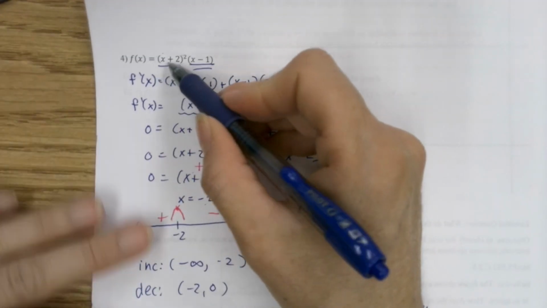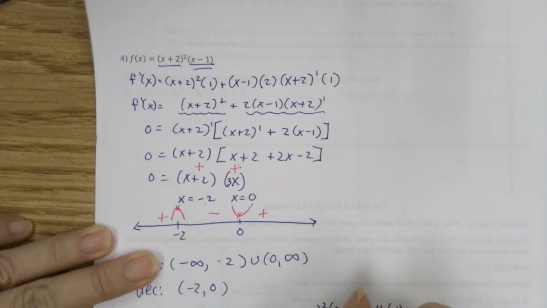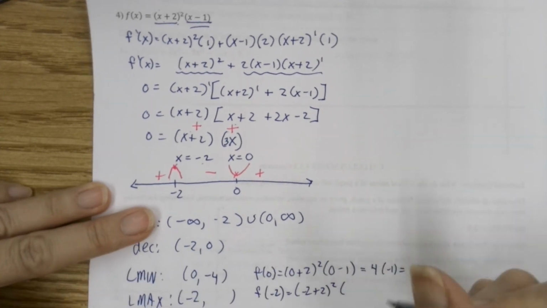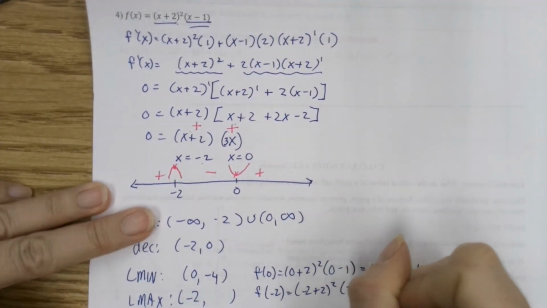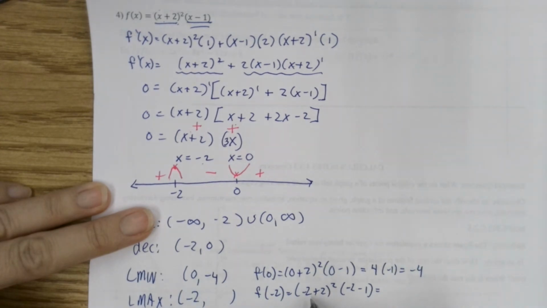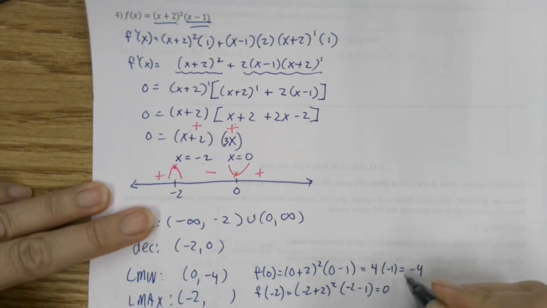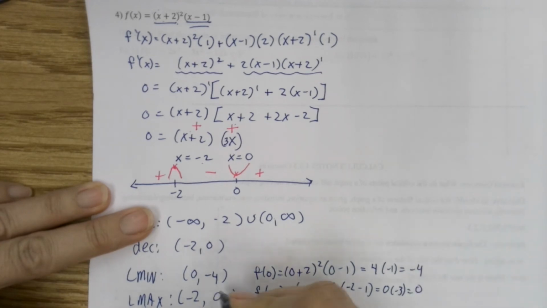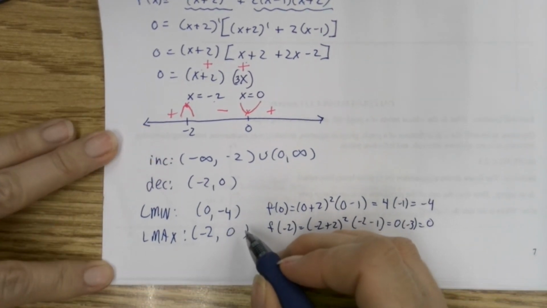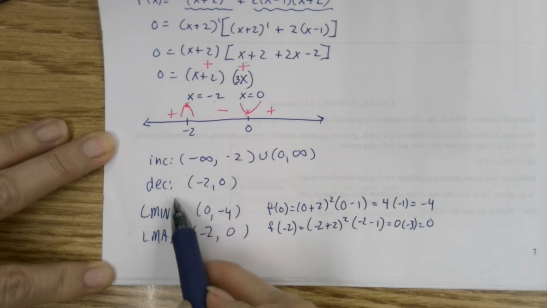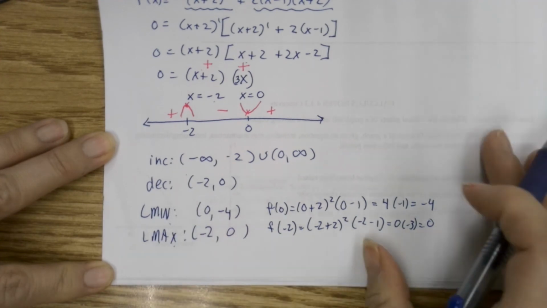So again, I'm back up here. So I have negative 2 plus 2, quantity squared, and then I have negative 2 minus 1. So that would be 0 squared, which is 0, times -3, which is just 0. So my local max is happening at 0. So we have our increasing interval, our decreasing interval, and our local min and our local max.